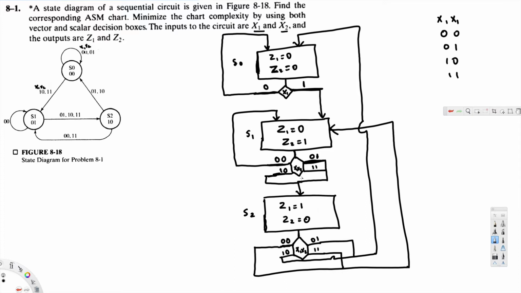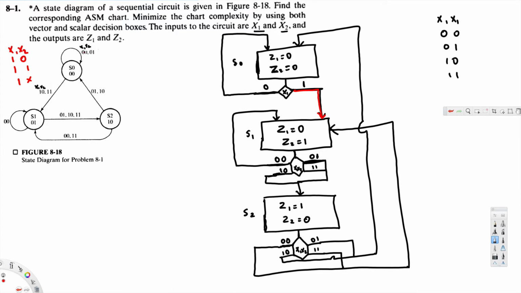And also, you can use the vector decision box for the first one as well. But what we did is, here you can see, for x1 x2 we have 1 0 first, and then 1 1. So x2 can be 0 or 1, it doesn't matter. It depends on x1. If x1 is 1, it will go to S1 anyway. That's why if it's 1, we just connect it to S1. It's like 1 and don't care. It doesn't matter what x2 is.